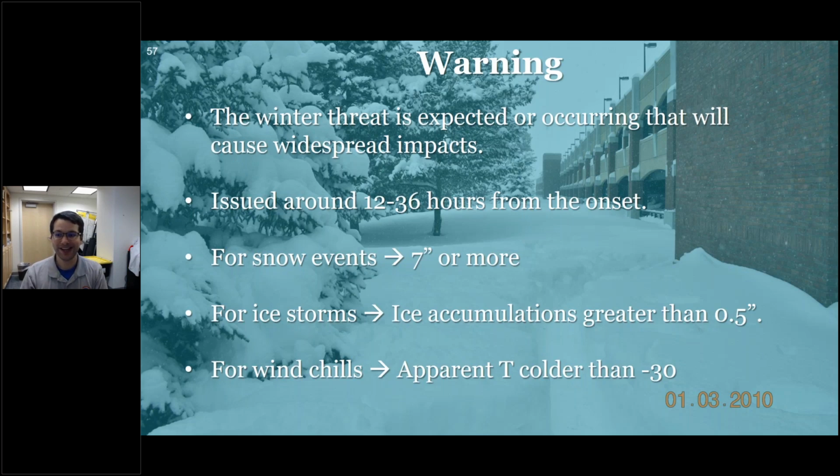For ice storms, that is when we start getting accumulations greater than a ½ inch. So up until that point, ice can be hazardous for road conditions, but it's not until you start getting accumulations like a ½ inch that you start getting more impacts to power and utilities. So once we get to this ½ inch threshold for which we issue ice storm warnings, that's when we start to expect more widespread power outages. And for wind chills, when you get these apparent temperatures that are 30 below, that's when you start getting frostbite in as little as 10 minutes when exposed to the elements.